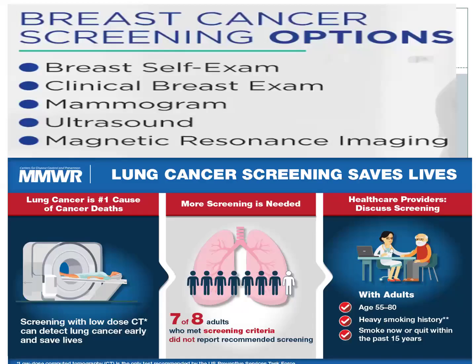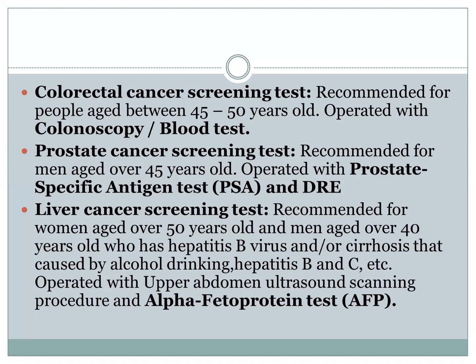So the breast cancer screening options include self-exam, clinical exam, mammogram, which is a customized X-ray, ultrasound, and MRI imaging. The lung cancer screening includes low-dose CT scan, which can detect lung cancer early on. It is recommended for adults aged 55 and above with a heavy smoking history, who have smoked for a long period of time and then eventually quit. Then colorectal screening test. It is recommended for people aged between 45 to 50 years, operated with colonoscopy and blood test.